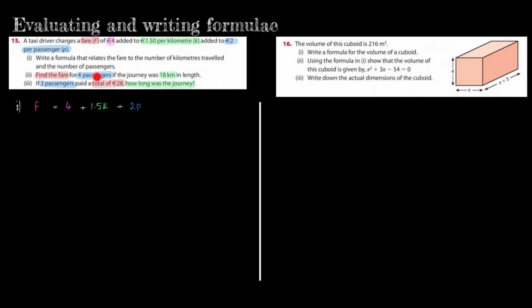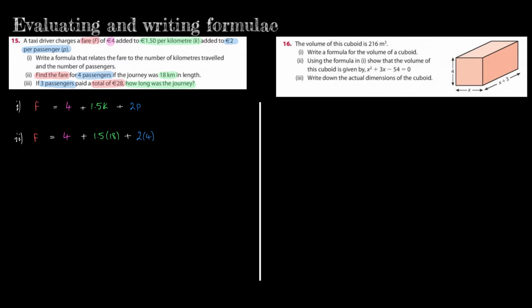Find the fare for 4 passengers if the journey is 18 kilometres. So the fare is what we're looking for. 4 passengers, so I'm going to put 4 in instead of p. And 18 kilometres, I'm going to put 18 instead of k. So you can see there, I did that, and what I got was f is equal to 4 plus 1.5 times 18 kilometres. Instead of k, I'm going to put in 18, and instead of the passengers, I'm going to put in 4.